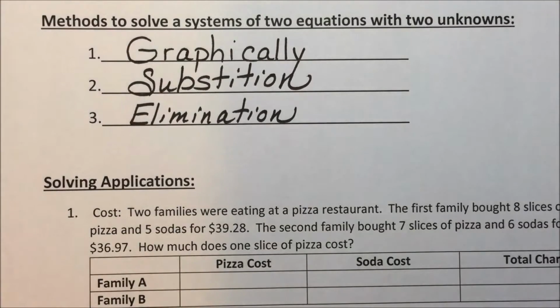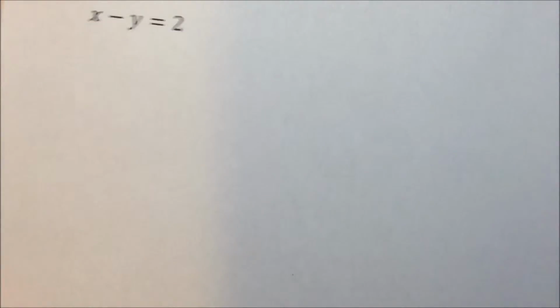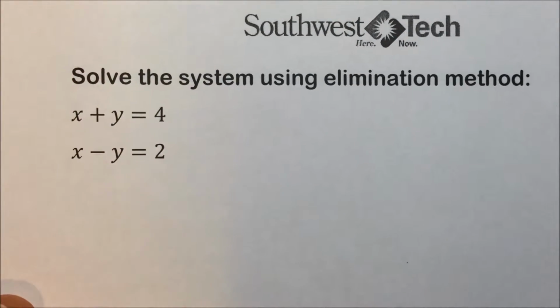Intermediate Algebra, Section 3.2. We're now going to look at a third method for solving a system of two equations known as the elimination method, which makes use of the addition principle. This is sometimes also known as the combination method. So let's take a look at how it works.